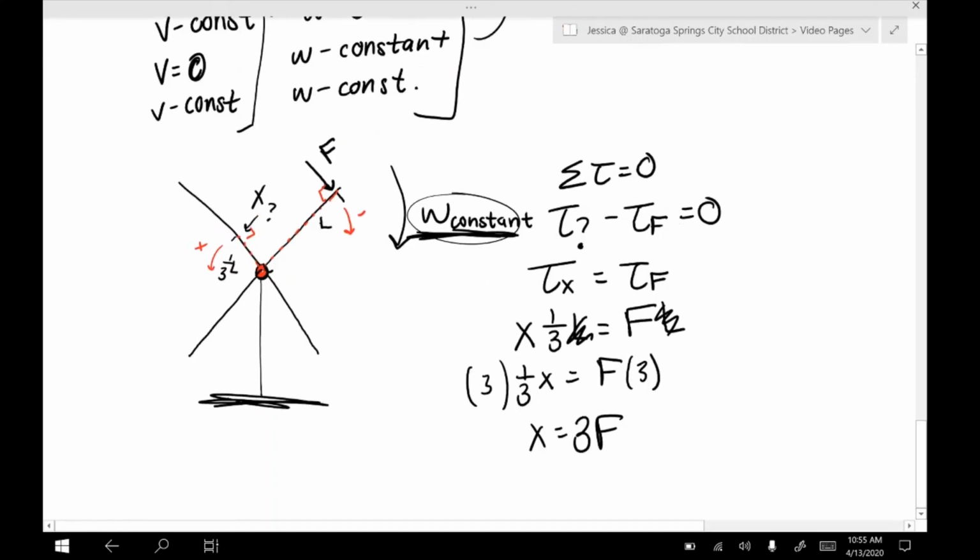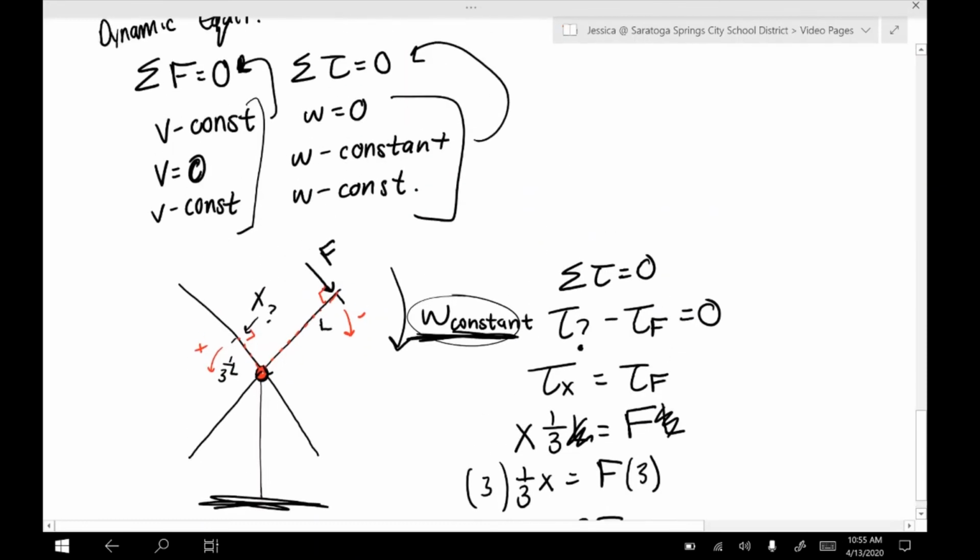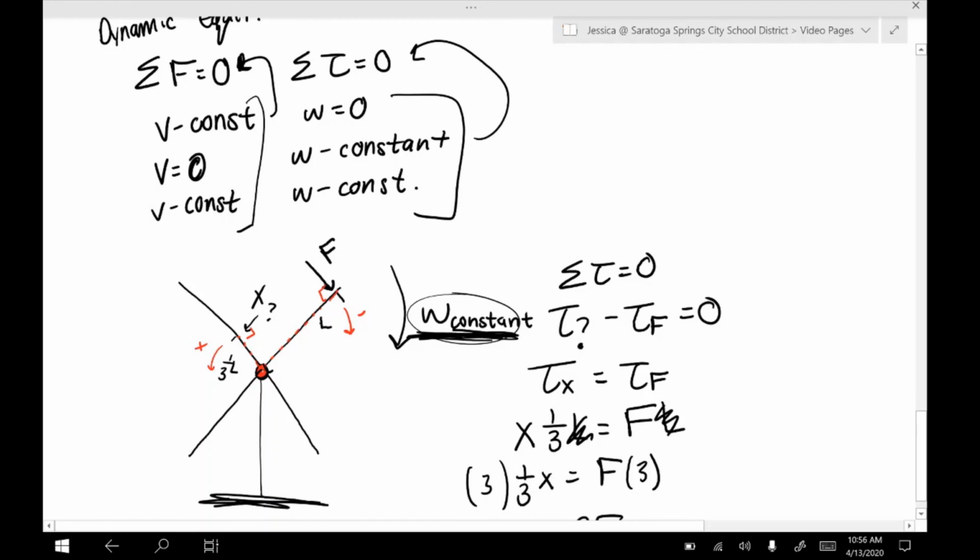So really, this problem is not any different than the ones we did before. The only difference is that we are moving at a constant angular velocity. So when you see the words constant angular velocity or even constant linear velocity, I would write out net torque is 0 or net force is 0, just to remind yourself that that is an option.